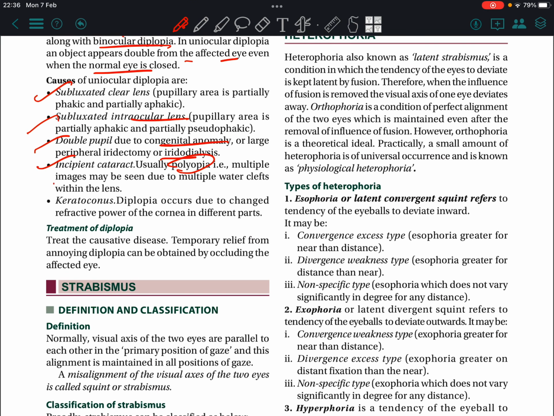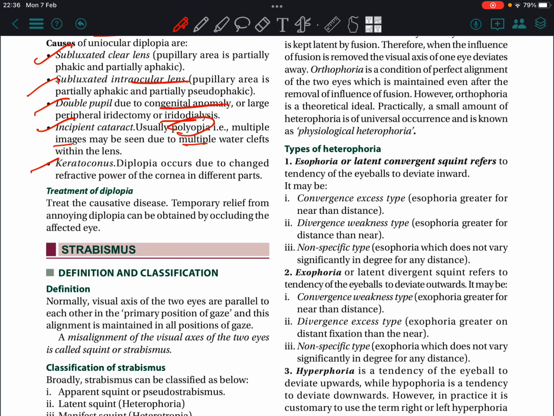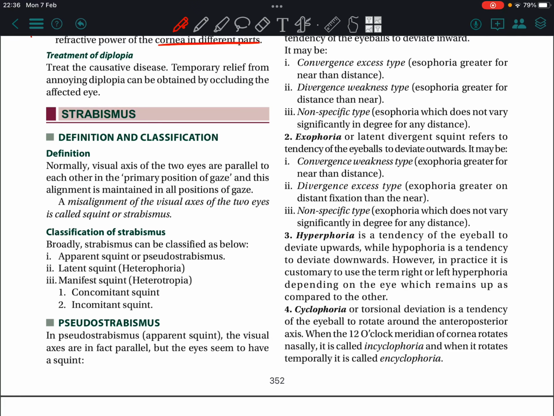Usually polyopia, that is multiple images, may be seen due to multiple water clefts. In keratoconus, diplopia occurs due to change in refractive power of the cornea in different parts. Treatment of diplopia: treat the causative disease. Temporary relief from uniocular diplopia can be obtained by occluding the affected eye.